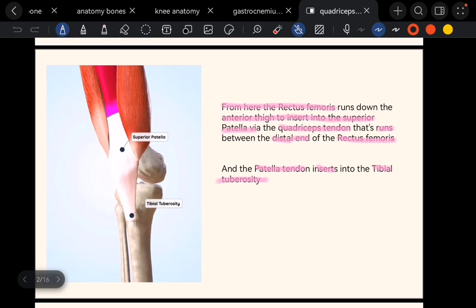Now, how does the rectus femoris insert itself at the patellar tendon? So, the rectus femoris runs down the anterior thigh and inserts itself at the superficial patella via the quadriceps tendon, where it slowly runs between the distal ends of the rectus femoris and slowly inserts itself at the patellar tendon, inserting into the tibial tuberosity.